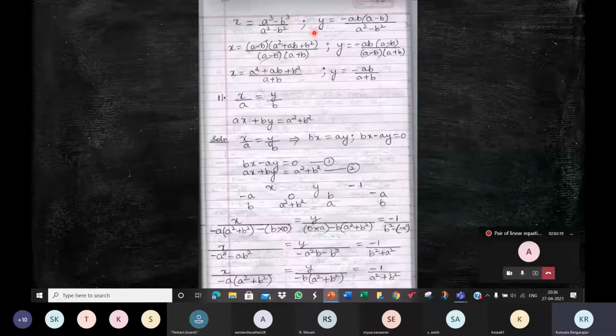So X is equal to this and Y is equal to this one. So now you know A square minus B square is A plus B into A minus B, and you know this one is A minus B into A square plus AB plus B square. Last year, 9th standard.